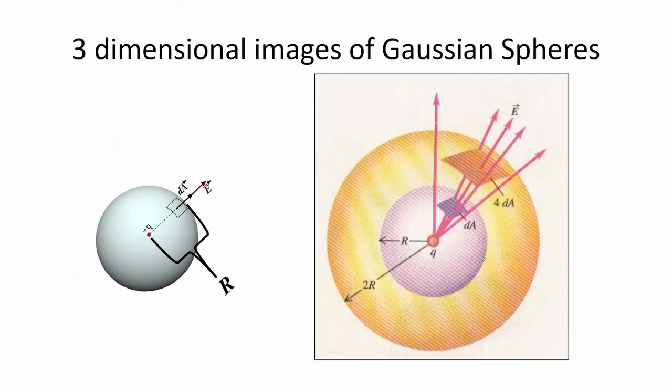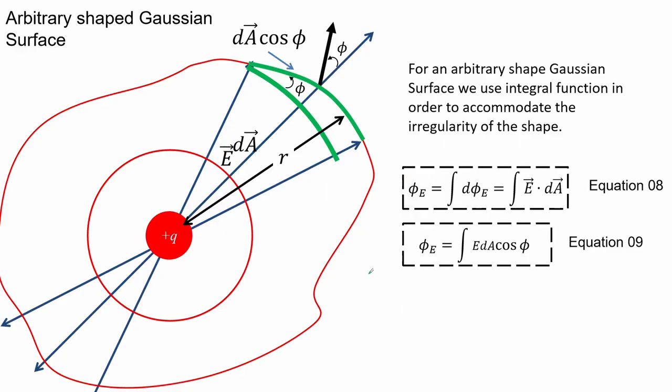Here we have a three-dimensional image of the Gaussian surface for both scenarios, where the second image on the right is where the radius is doubled. In this case, we use an arbitrary shaped Gaussian surface where its area is given as a function of cosine phi. For an arbitrary shaped Gaussian surface, we use an integral function in order to accommodate the irregularity of the shape. Equations 8 and 9 can be used to solve for the Gaussian flux.